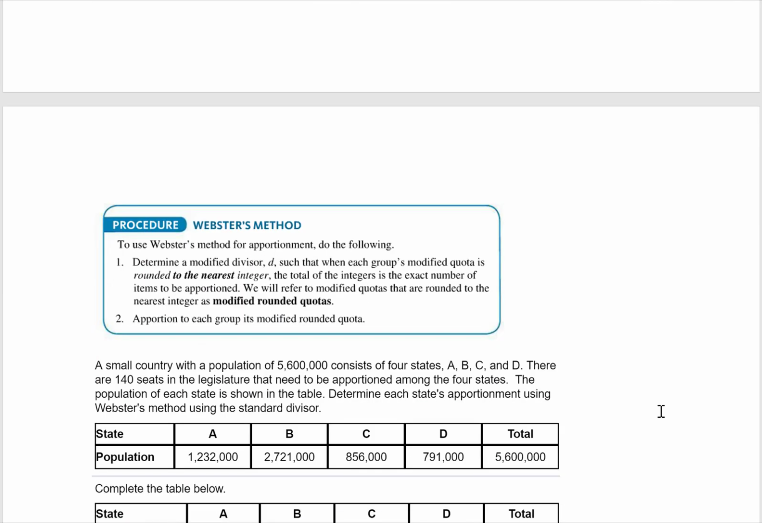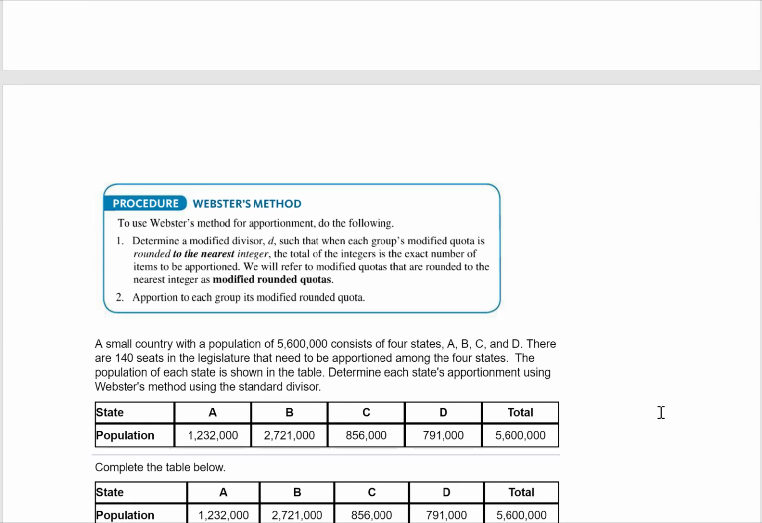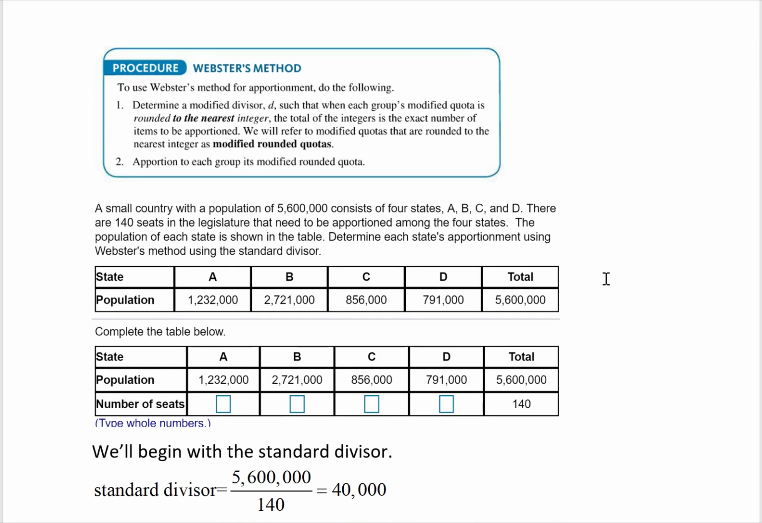The last method that we studied is the Webster method. And in the Webster method, after dividing by the modified divisor, we are going to round to the nearest integer. So we have a small country with a population of 5.6 million in 4 states, A, B, C, and D. There are 140 seats in the legislature that need to be apportioned among the 4 states. The population of each state is shown in the table. Determine each state's apportionment using Webster's method.